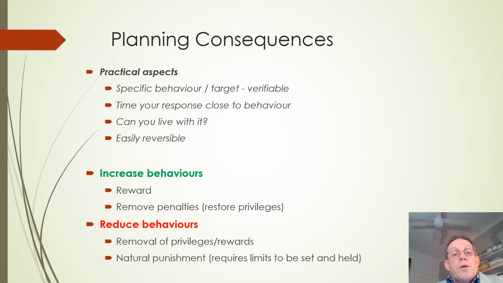It also should be an easily reversible consequence. For example, permanent eviction from your house is not easily reversible, and that should be reserved for a time when it's inevitable, but a temporary suspension may be better. So rewards are the most important consequences you can employ.